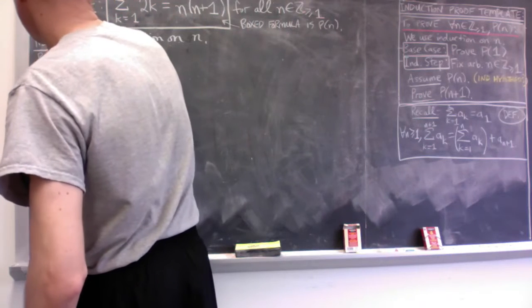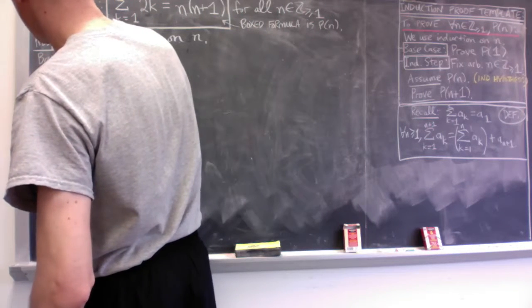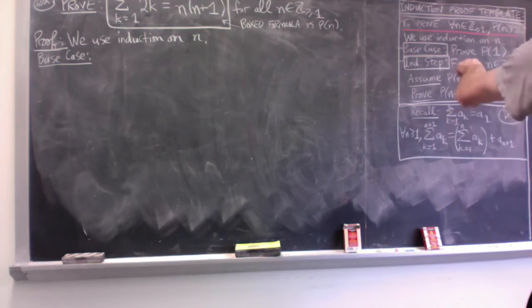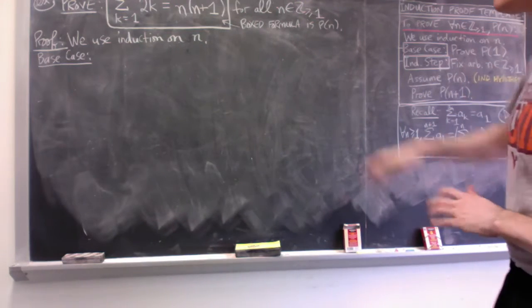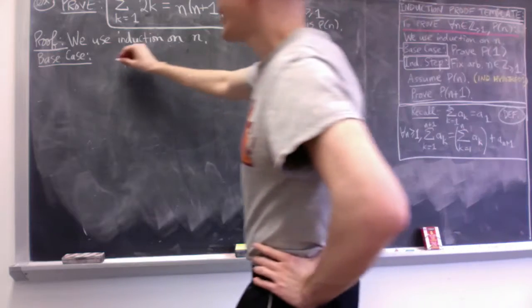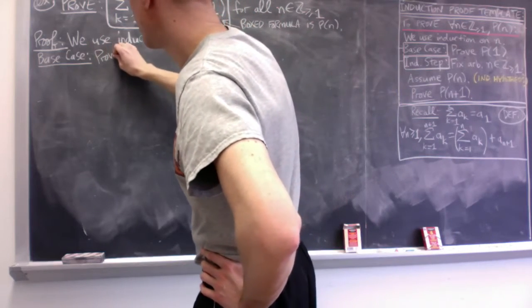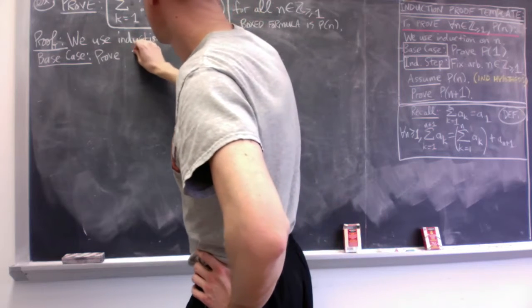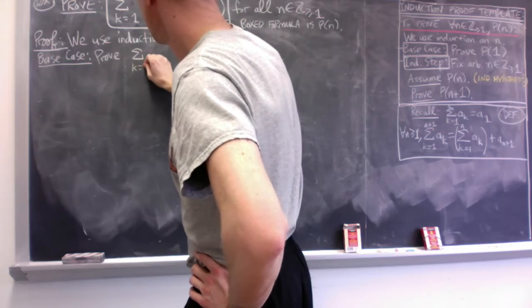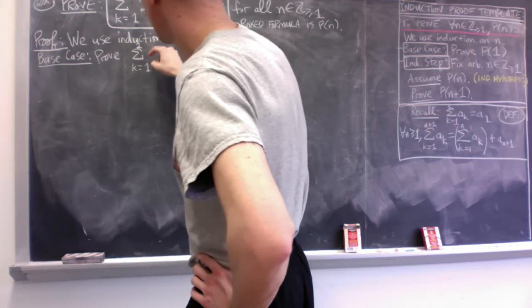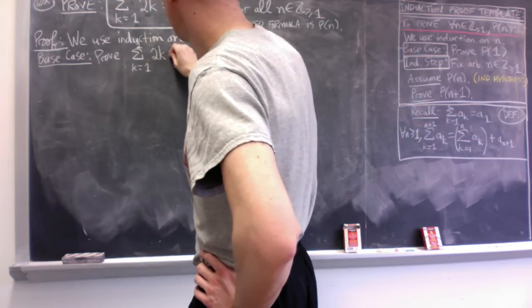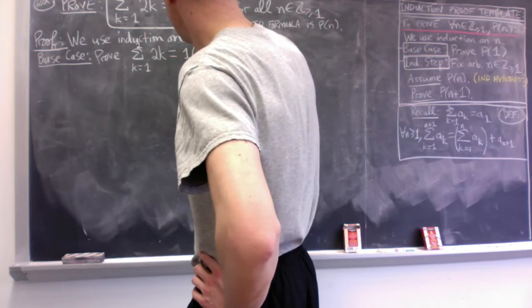It's good to label things. We called it part 1 or part 2, but in induction proofs it's usually just called the base case. So prove P of 1. Again, we've got this formula here, but we have to make a substitution. Everywhere I see an n, I'm going to have to put a 1 to find out what the formula says in that case. It's saying the sum, k goes from 1 to 1, of 2k is equal to 1 times 1 plus 1.